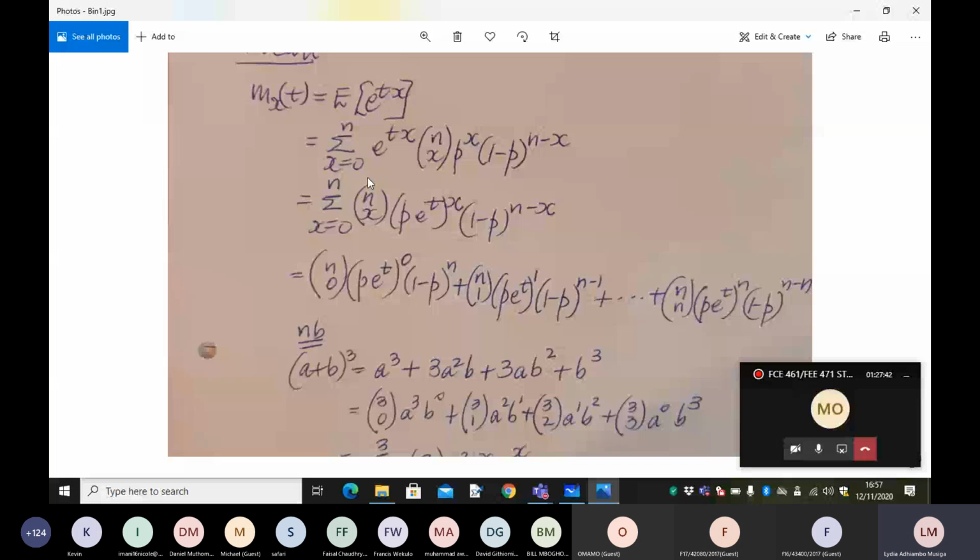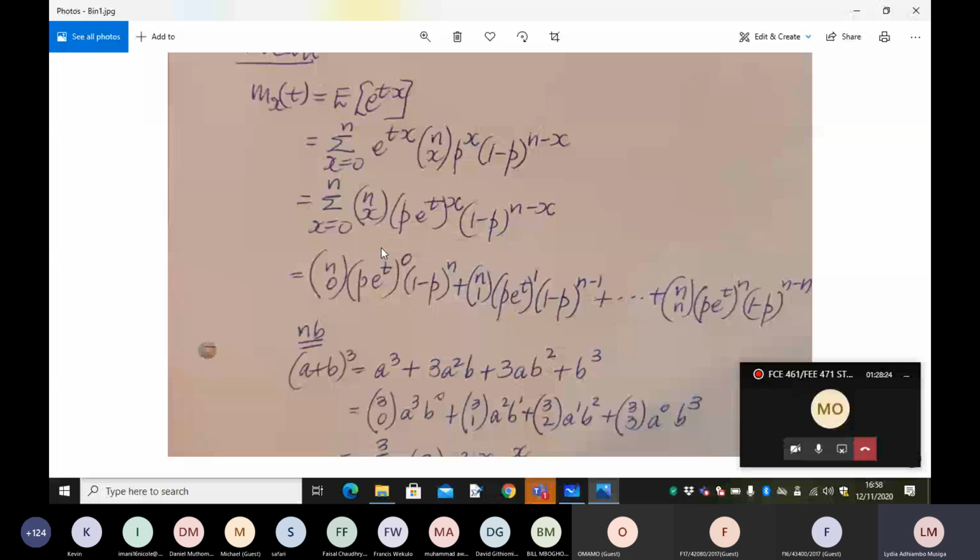So this is equal to summation x is 0 up to n. N combination x is a number, so we can interchange the positions. N combination x, and then because we have e raised to tx and p raised to x, we can combine p and e raised to t, and then we raise everything to x because the two are raised to x, and then we have 1 minus p raised to n minus x.